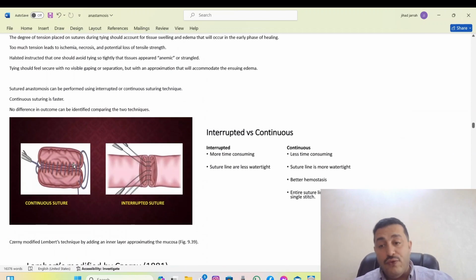If we want to study whether continuous or interrupted suturing is preferred, you will notice in many literatures that they recommend interrupted suture in lower GI anastomosis, but actually the study shows that there is no difference in the outcome between the two techniques. But of course, the continuous is faster.